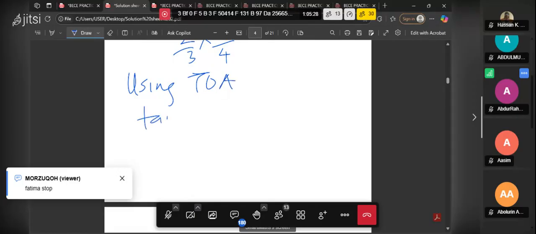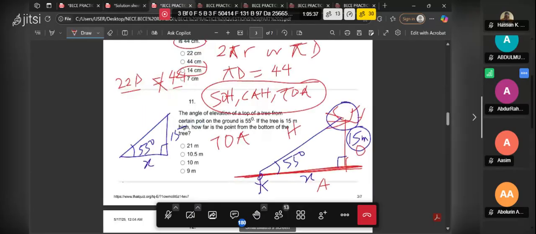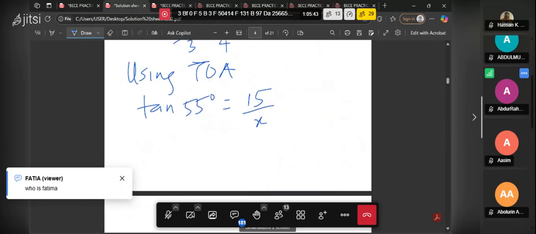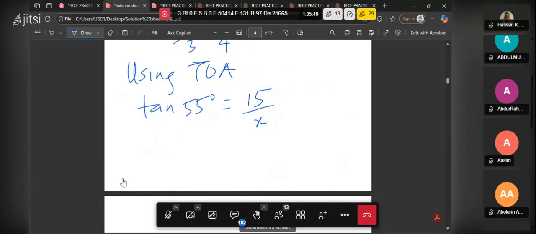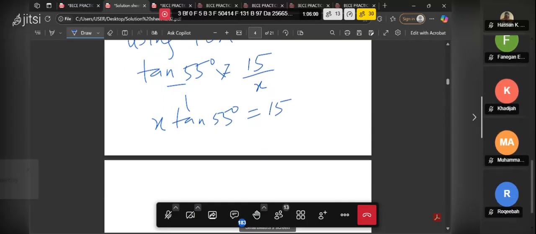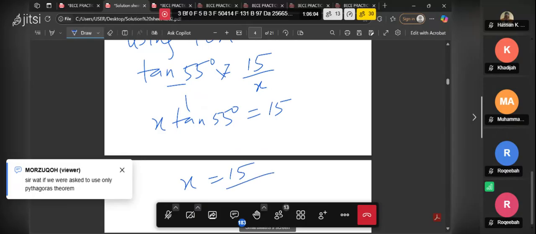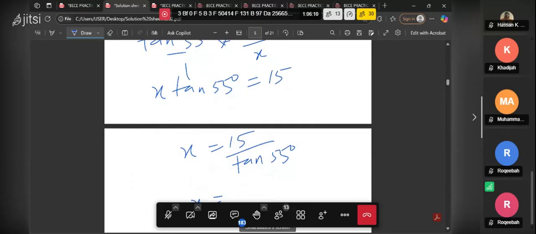Using TOA to solve this, that means tan 55 degrees equals opposite, which is 15, over the adjacent, which is x. So this adjacent is x, opposite is 15. You cross multiply: x tan 55 degrees equals 15. So that means x equals 15 divided by tan 55 degrees.